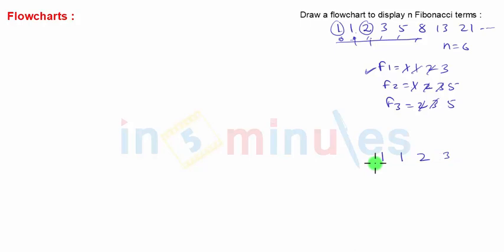Now let's see how to write this logic in flowchart form. To begin with, we'll start with the start command. We'll first set two variables as fixed values, F1 and F2, set to 1. Then this process of printing F1, then adding F1 and F2 to get a new term, then shifting F2 in F1 and F3 in F2, we have to repeat.